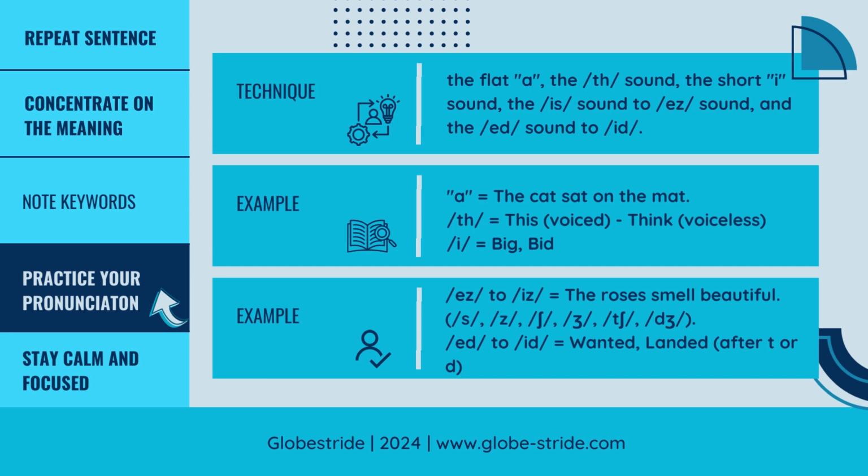The fourth one is the S sound to IZ sound. So the S sound changes to IZ in plurals or third person singular forms when it follows a sibilant sound like S, Z, and those sounds, right? So let's practice voicing the IZ sound distinctly after sibilant sounds. So let's have this: the roses smell beautiful. So I want you to emphasize the IZ sound in roses to differentiate it from the simple S or Z sound. So I want you to, again, you can use YouTube for this one.